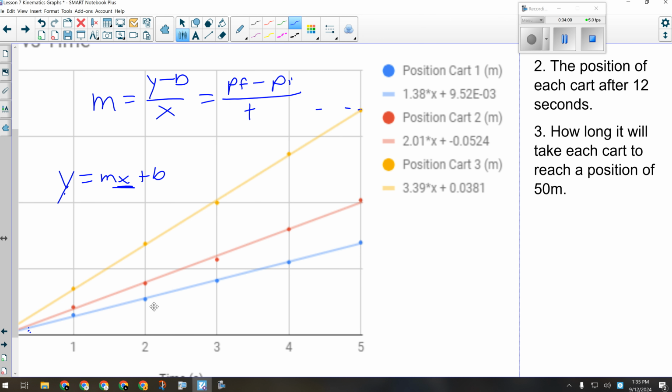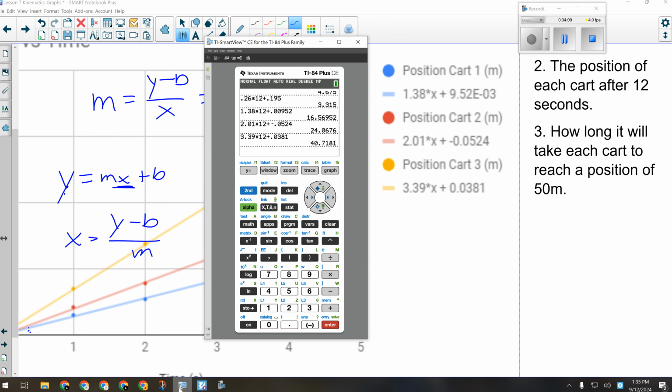So that's going to be x equals y minus b divided by m, if I'm solving for x. Since they're all 50 meters, it's going to be 50 minus 0.00952, divided by 1.38. So it will take the blue cart 36 seconds to reach a position of 50 meters.